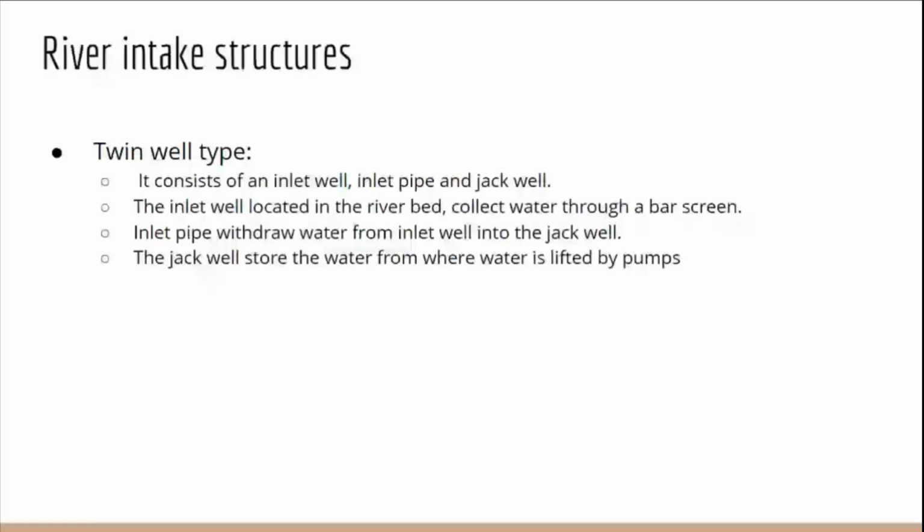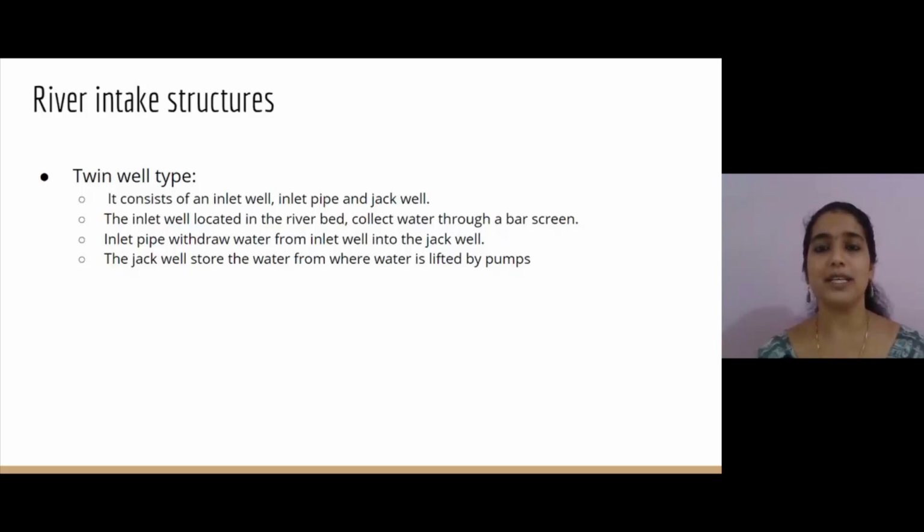CE 405 Environmental Engineering 1, Module 2, Part 3. We have already learned about two types of intakes, that is, simple submerged intake and intake towers. In this session, we are going to learn about river intake structures.